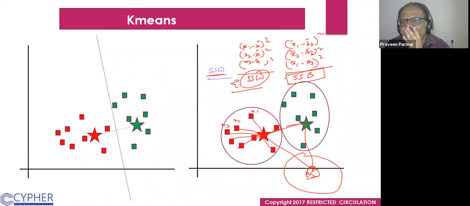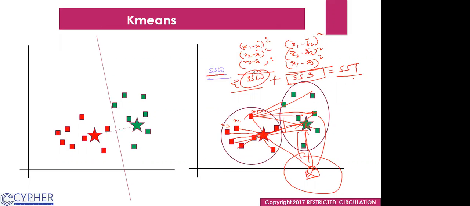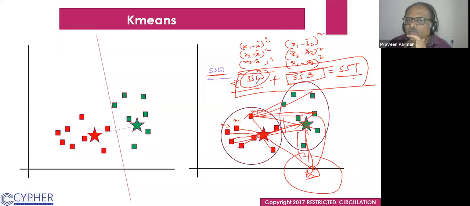And both of these together are equal to SST, sum of square total. Total distance, if we get these all. Getting it? So this is equal to this. When you decrease the sum of square within, the sum of square between will increase.